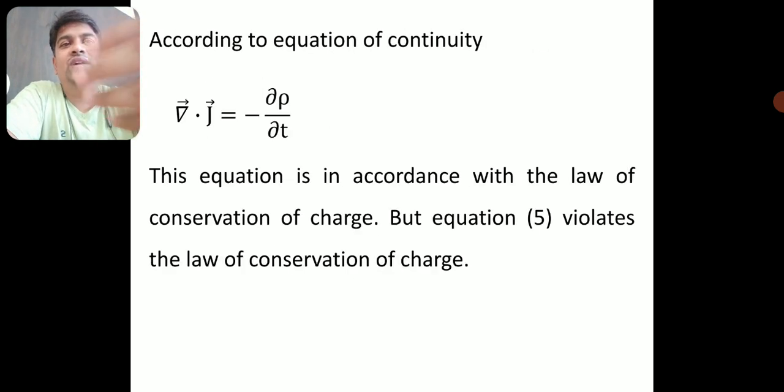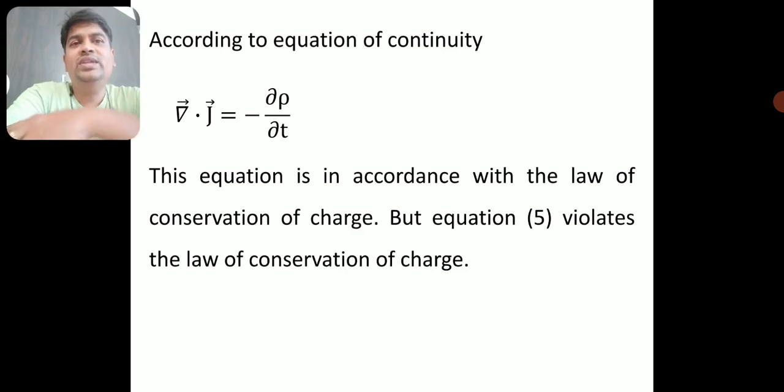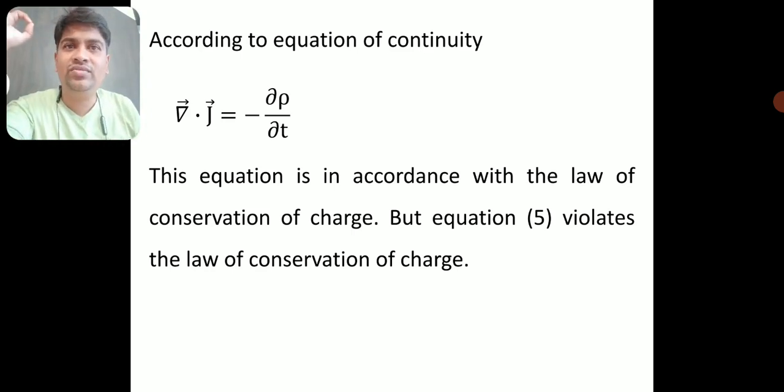Now, I know the equation of continuity, which clearly tells us that the divergence of J is not 0. It is supposed to be minus dou rho by dou t. We know the equation of continuity, div dot J is equal to minus dou rho by dou t, is in accordance with the law of conservation of energy. It is derived from the law of conservation of energy. Therefore, this is not wrong. The equation of continuity is not wrong.